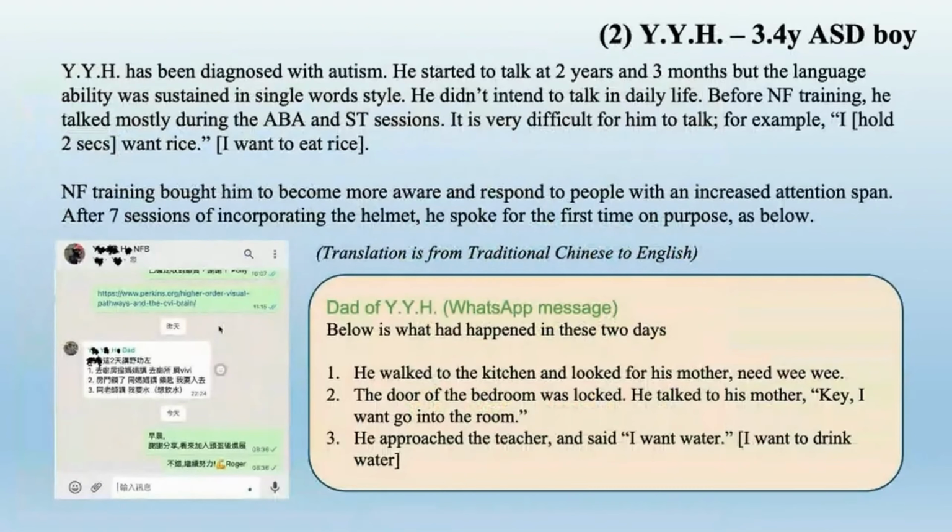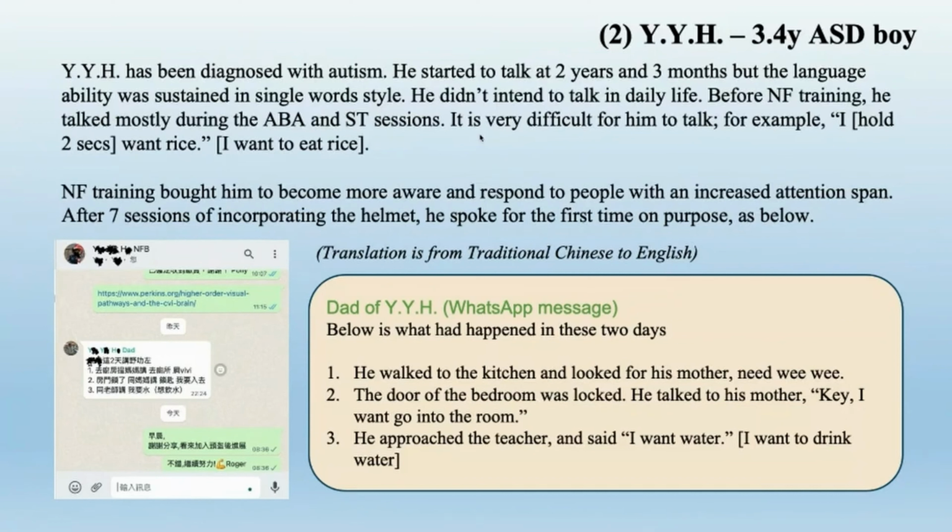Okay, for the second one, YYH. YYH is a 3.4-year-old ASD boy, also diagnosed with autism. He started to talk at 2 years and 3 months, but his language ability stayed at the single-word level. He didn't intend to talk in daily life. Before neurofeedback training, he talked mostly during ABA or ST sessions only. It is difficult for him to talk. For example, when he wants to say "I want to eat rice," he says "I want rice."